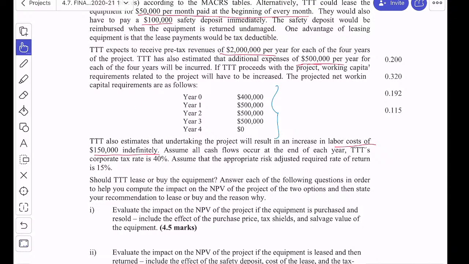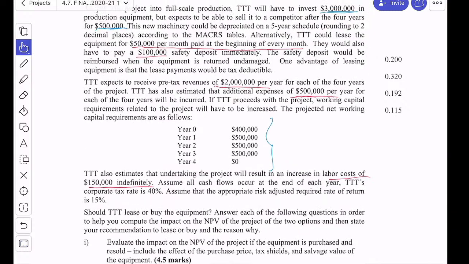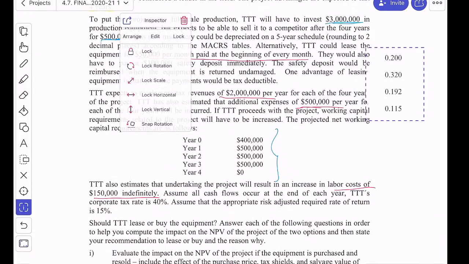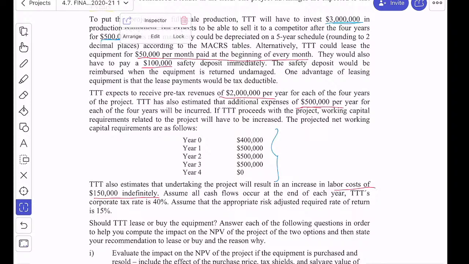All right, so let's see the leasing option. Leasing. $500,000 a month is the price of the cost of leasing. And then it's $100,000 at the beginning, and you get your money back, and we'll assume that the equipment wasn't damaged. But the lease payments are tax deductible, so we're going to include that as well.